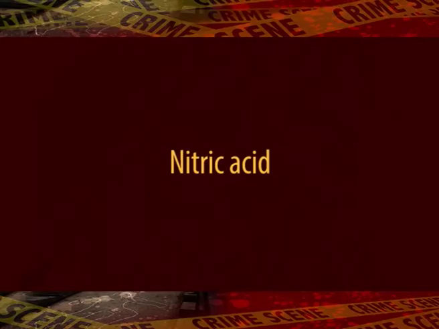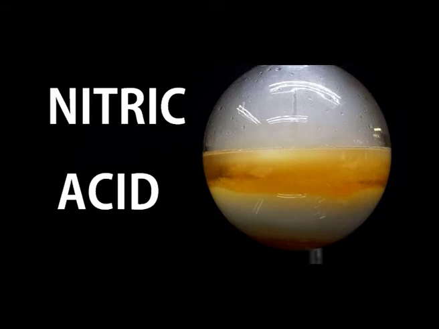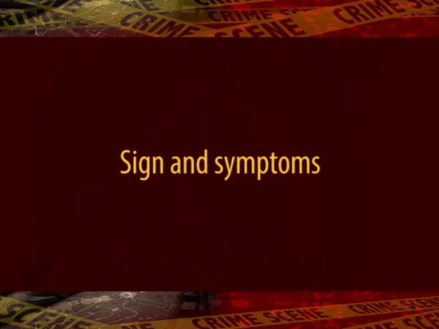Nitric acid. It is a clear, colorless liquid, gives fume when exposed to air. It is a very powerful oxidizing agent and can dissolve all metals except gold and platinum. Commercial preparation may be of yellow color due to the presence of lower oxides of nitrogen. Signs and symptoms. It has a property to convert protein into xanthoproteic acid.